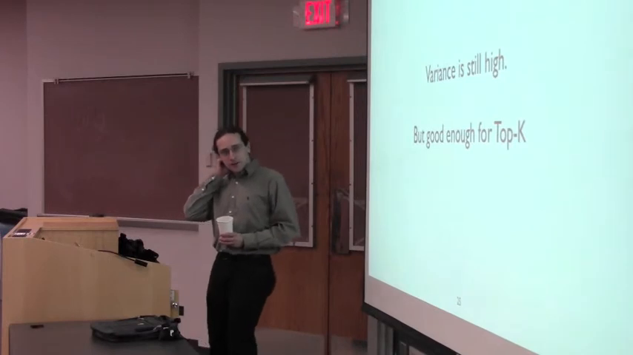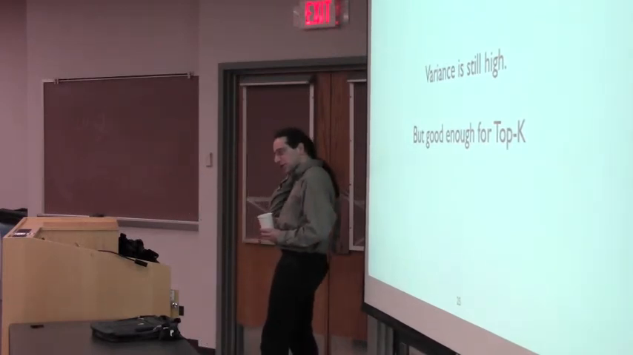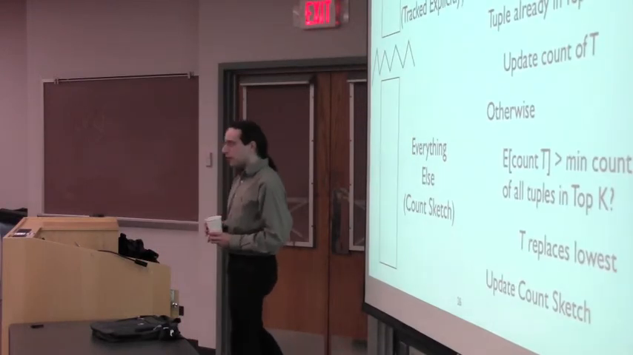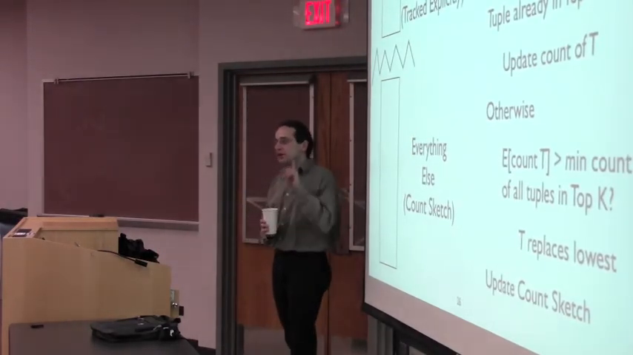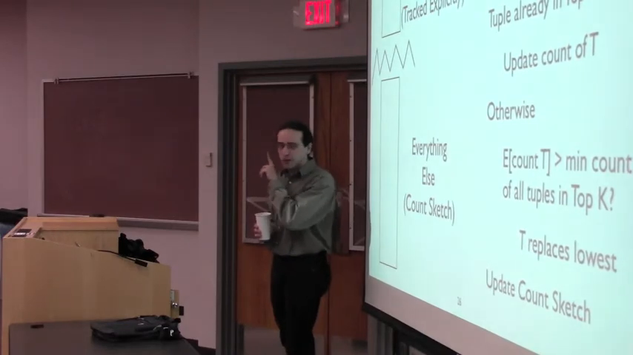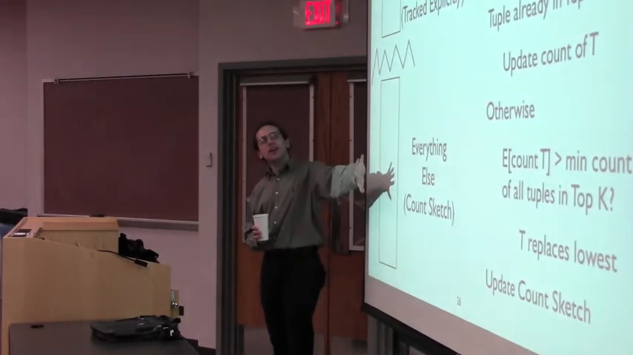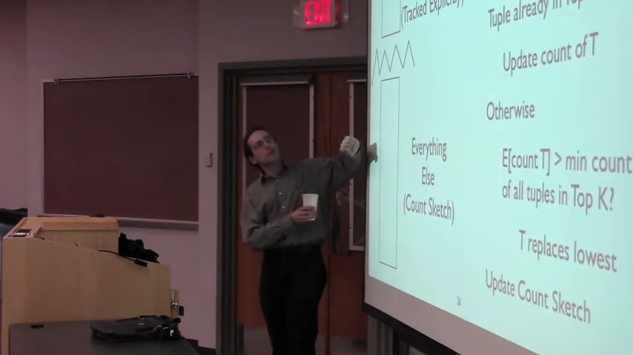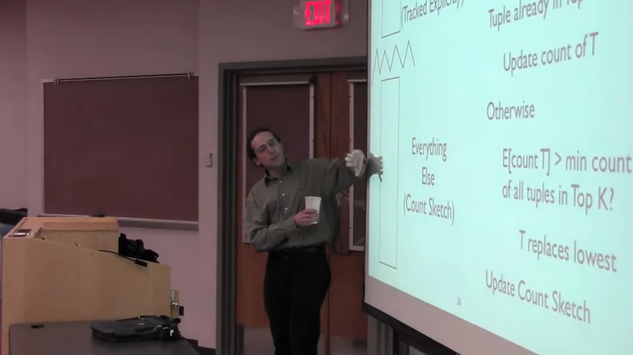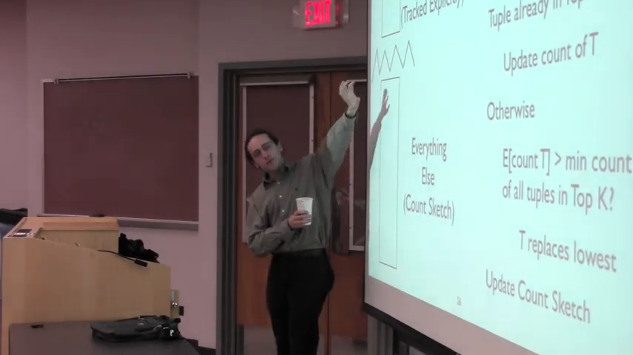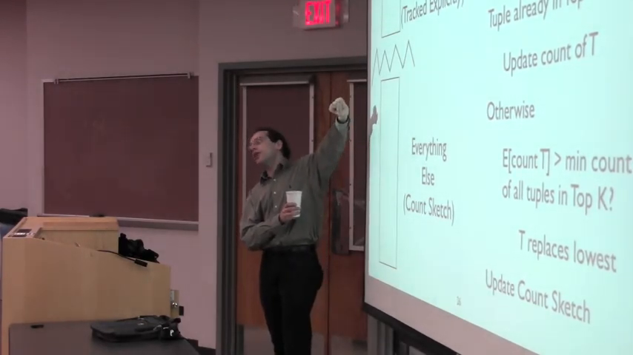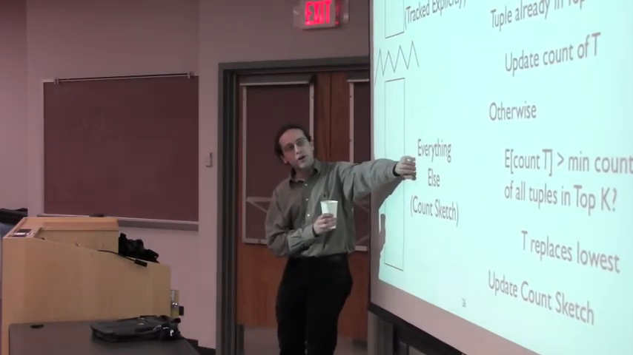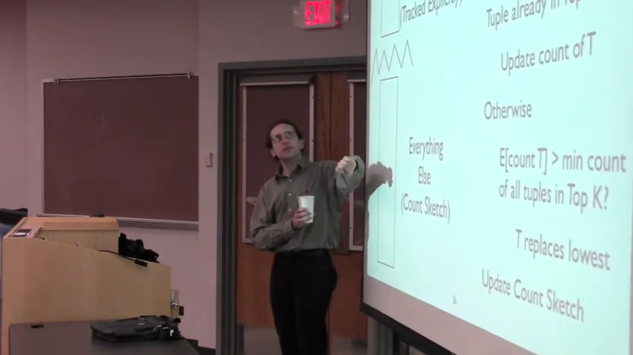Anyway, the variance of this is still fairly high, but the very minimum that I want you to get out of this. Hold on, there's one more thing. The basic thing I just want to tie this all back to is the top k count. We're going to use that data structure to give us an approximation of every single count. And we're going to keep track of that data structure for every single object in the set.